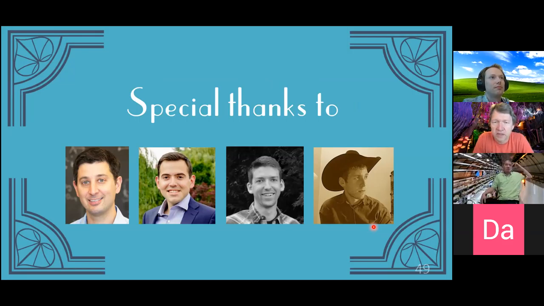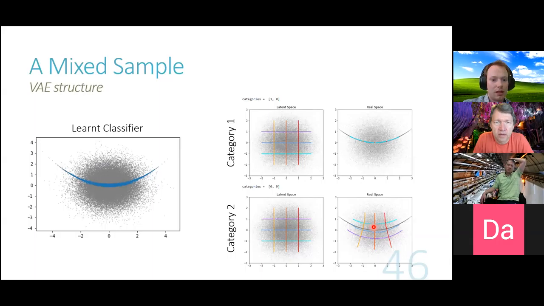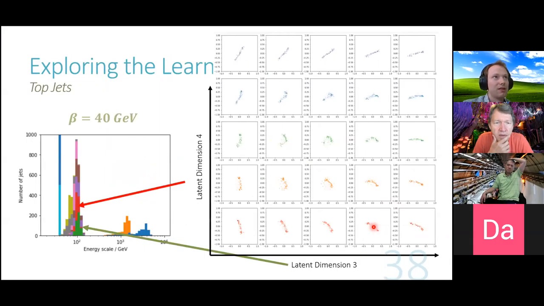Could you go back to the top jets? I guess this one? Yeah, that one. So if you worked at a smaller beta, would you be able to split those different distributions apart more, or is that not how it works?